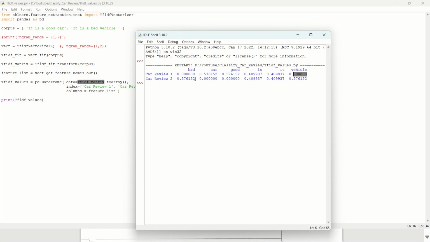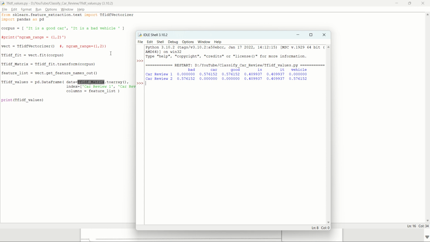Similarly, in the second row, you have bad vehicle present and it has more importance. "Is" and "it" are, of course, getting repeated, therefore they have very little importance, a low value. Car and good are not present here, so they are 0. So in review 1, the important words are marked here, and of course the most important would be car and good. In the second one, it will be bad vehicle. So this is an example of the TfidfVectorizer.